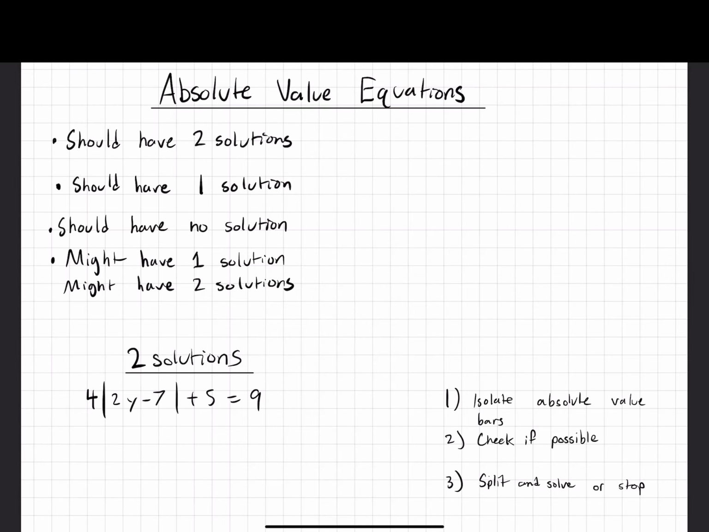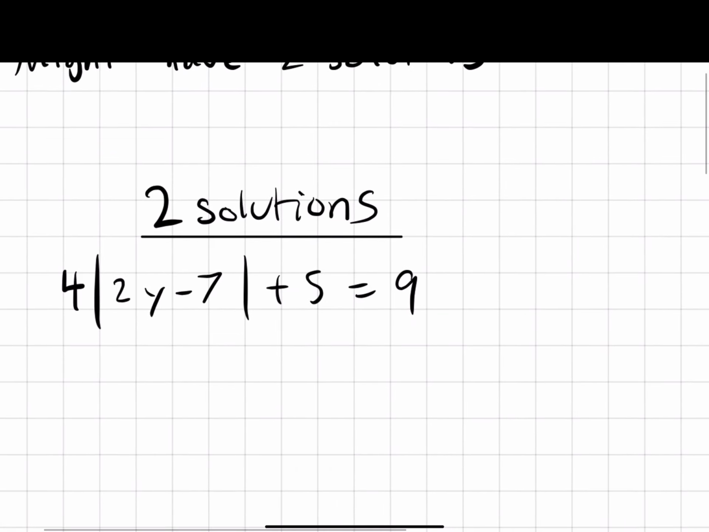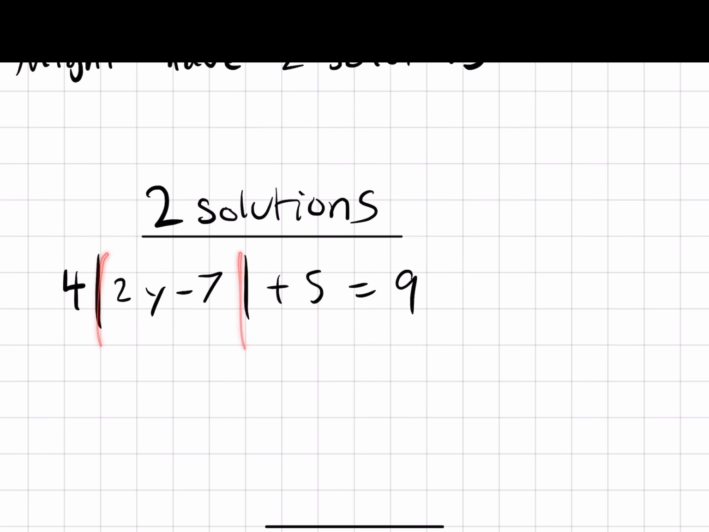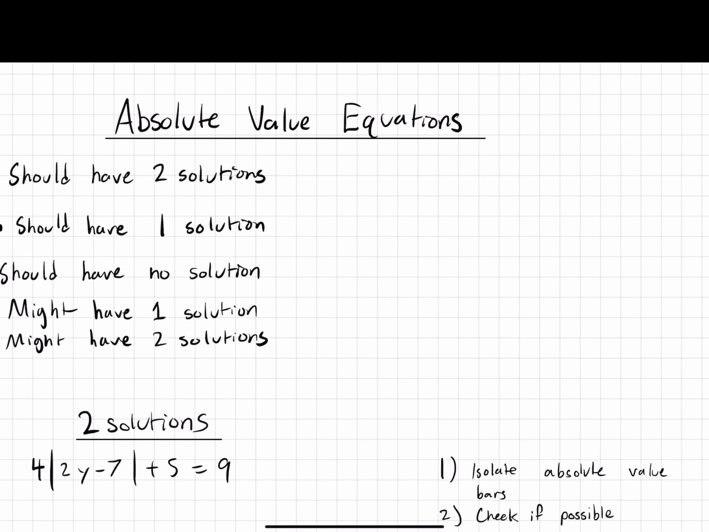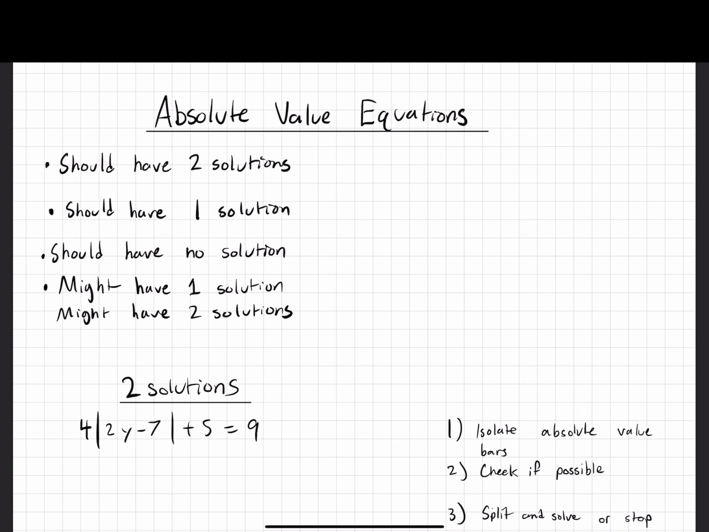Hi, today we're going to learn about absolute value equations. Equations in that literally the only thing that they need to have are absolute value bars and an equal sign. And we're going to look at some basic rules. So there's 4 situations that could arise, but they're not as complicated as it might seem.